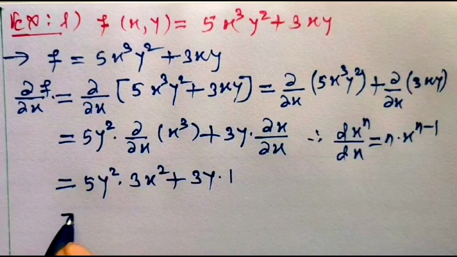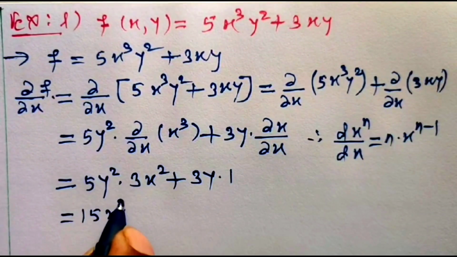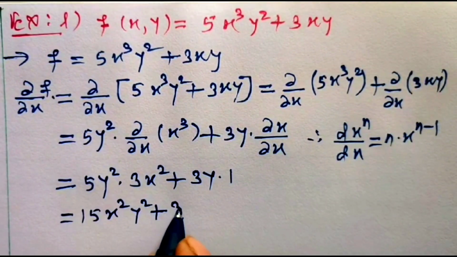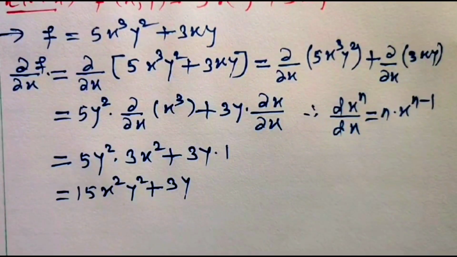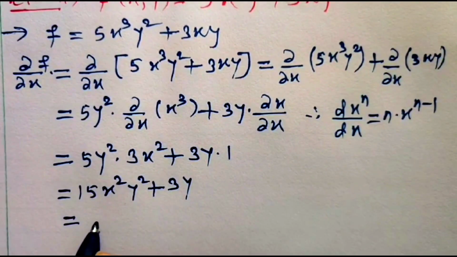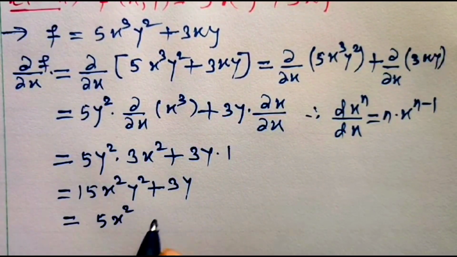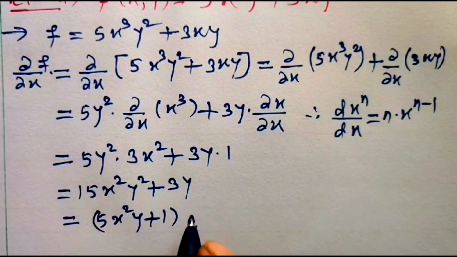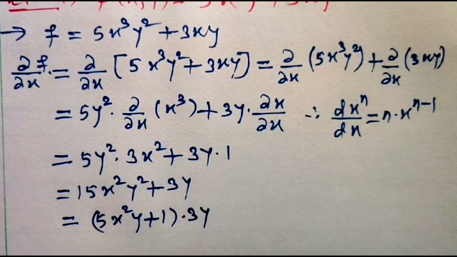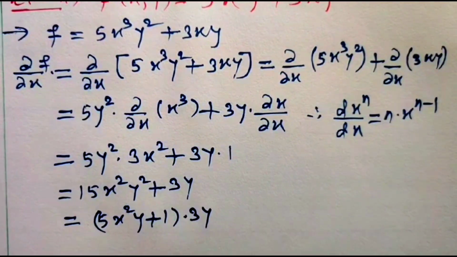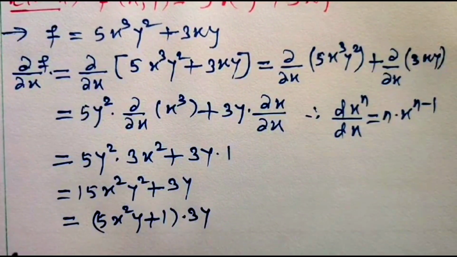Simplify this. This is equal to 15 times x square y square plus 3y. If you want, you can take 3y common. So this is equal to 5 times x square y plus 1, into 3y taken common. Similar to this, we can find partial derivative of f with respect to y.